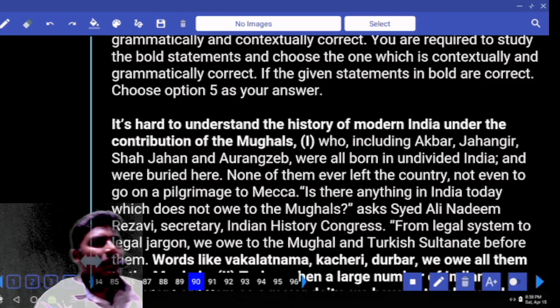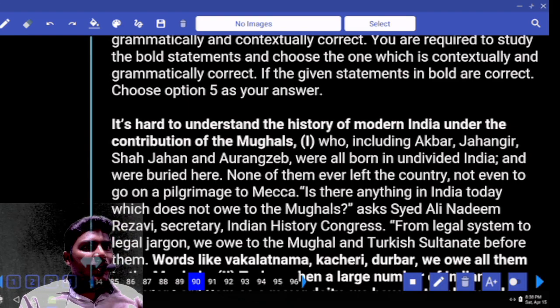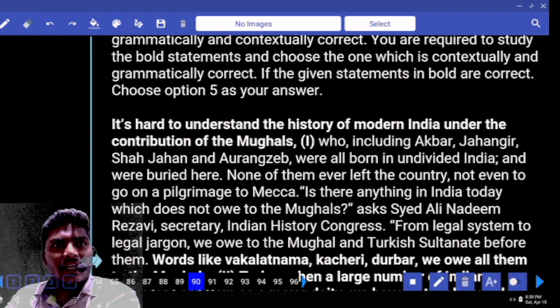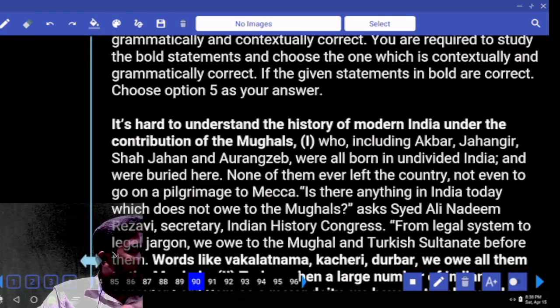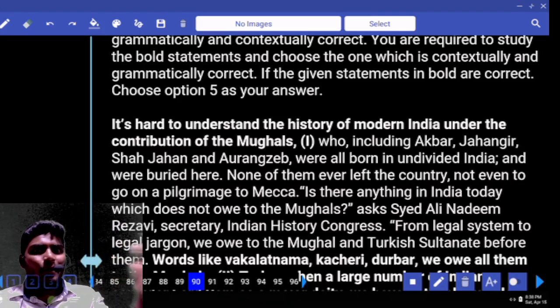Mughals, okay. If at all you want to understand the history of India, you cannot understand the history of India keeping the Mughal chapter aside. Now, do you know this incident which is going on right now? The latest NEP, National Education Policy. Now, the central government is trying to remove all the chapters related to the Mughals and all.